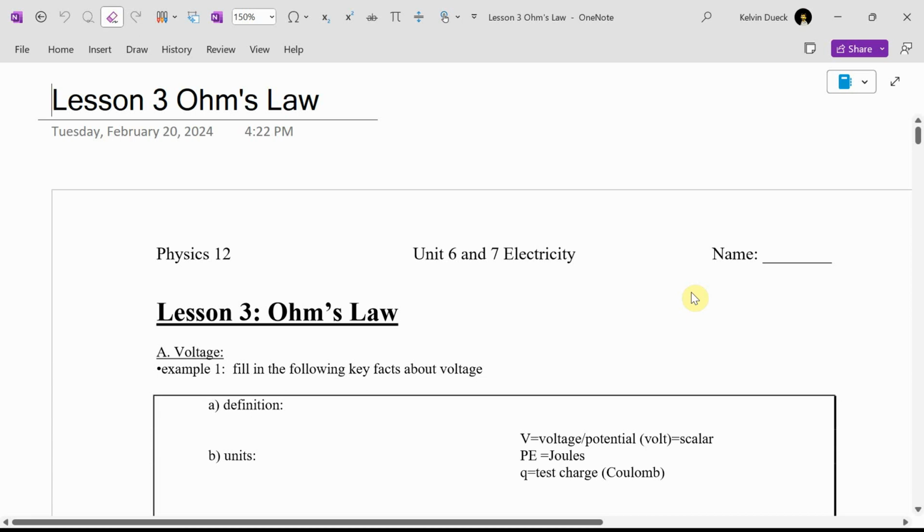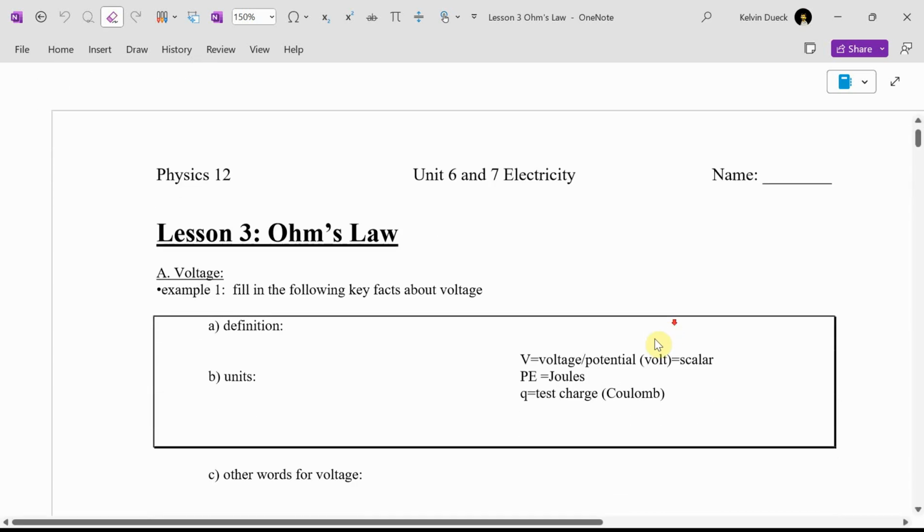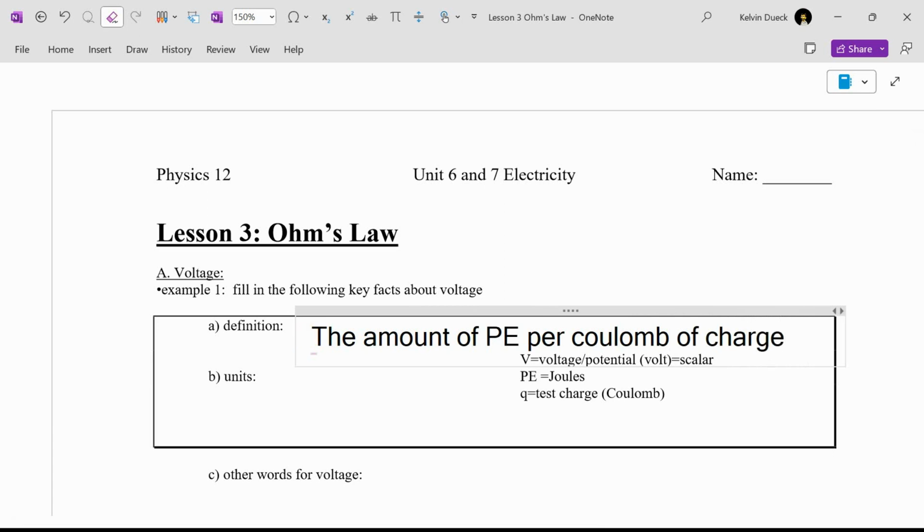Carter, we want to talk today about Ohm's law. We need to introduce a concept to you that you've heard about. It's voltage. So what the heck is voltage? The definition of voltage, it's the amount of potential energy per coulomb of charge. The amount of potential energy, not gravitational potential energy, but electric potential energy per coulomb of charge.